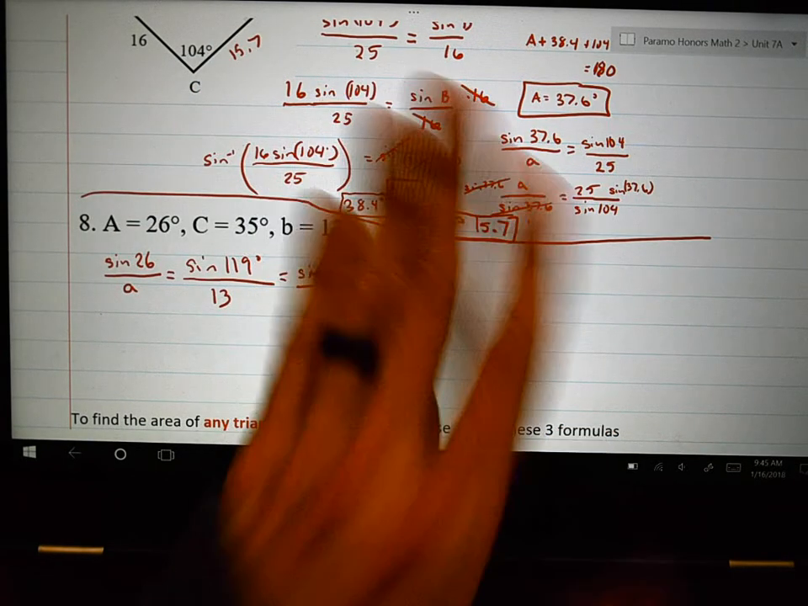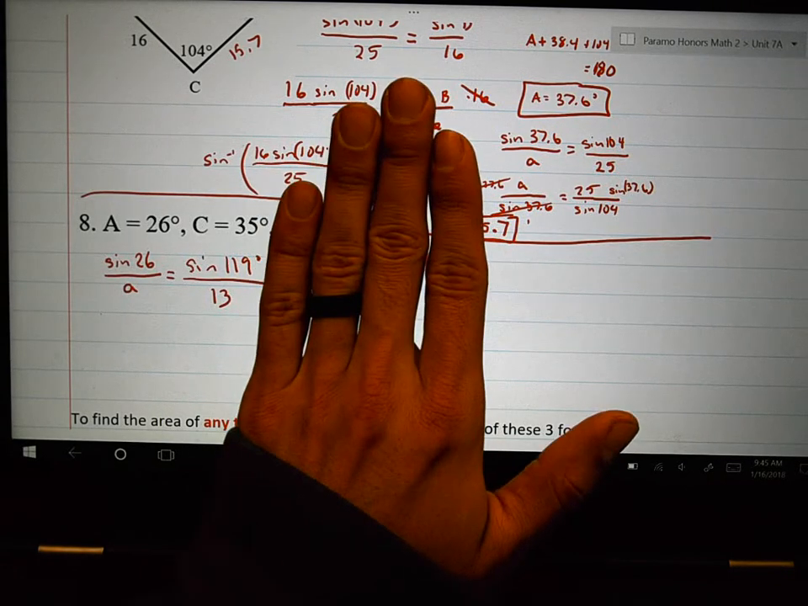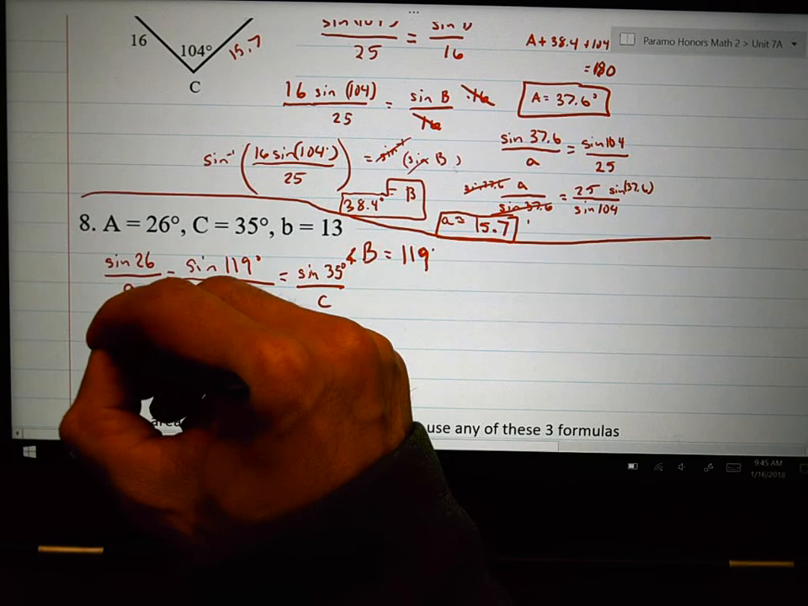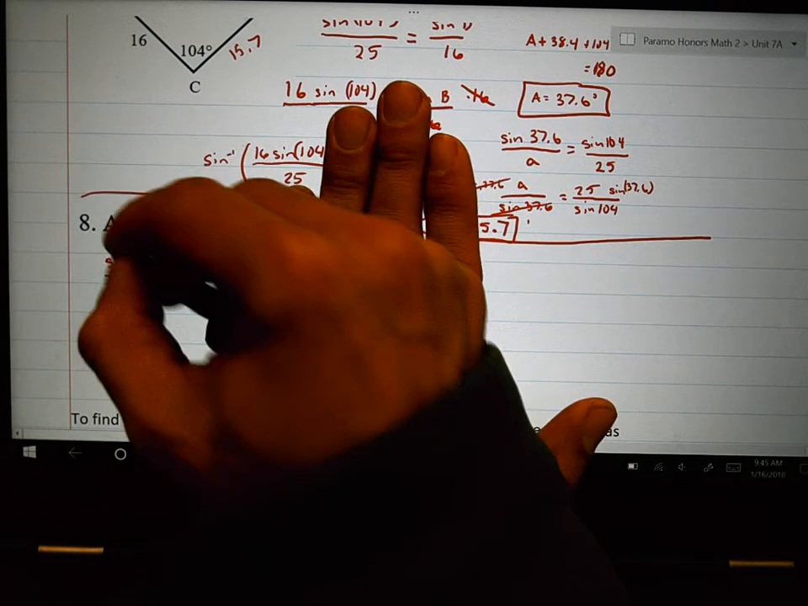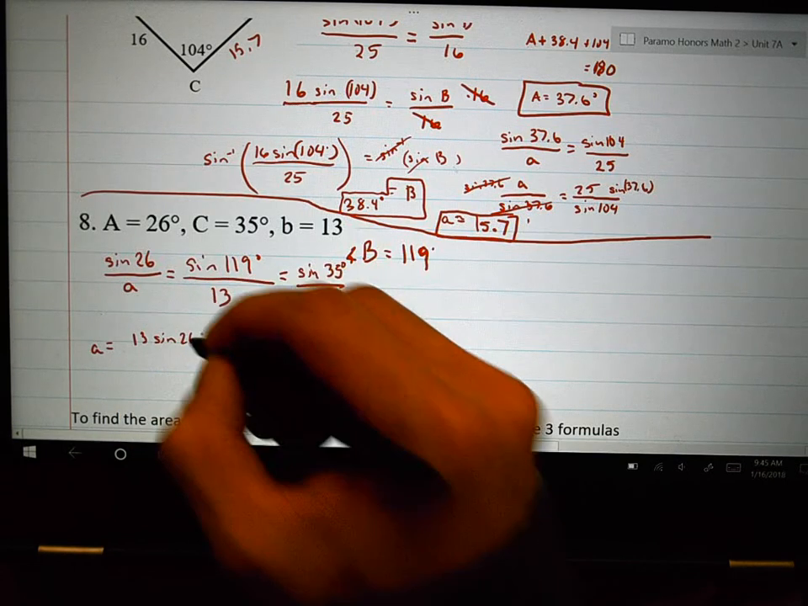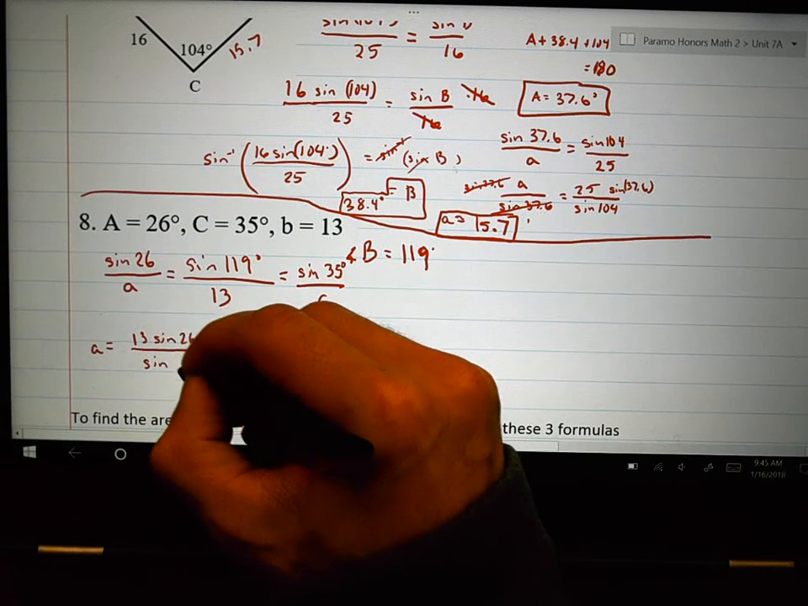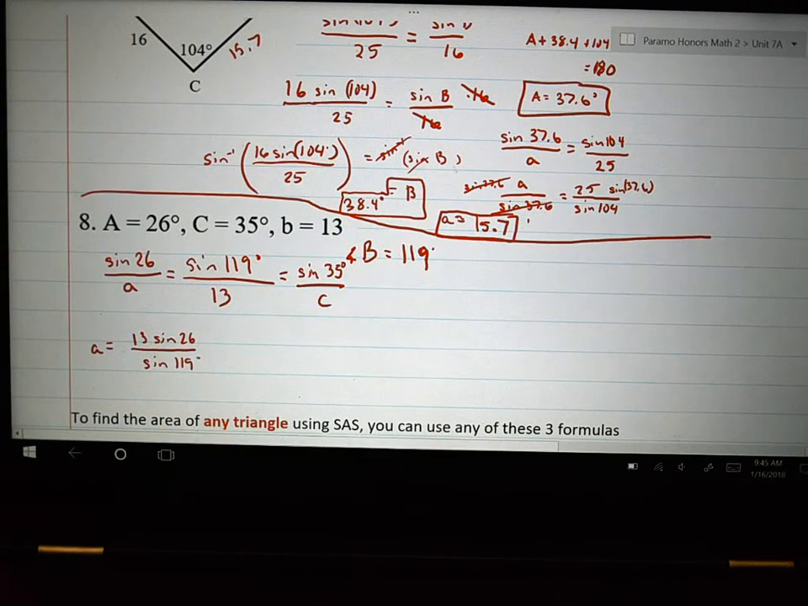So for me, I can do a lot of stuff in my head, and so I will use this side to find A, and what I write is like this. Little a will equal these two multiplied, 13 sine of 26 degrees divided by the sine of 119. Now, if you can't do that in your head, don't freak out. Just do the math, work it out, do it in 2 steps if you need to. But that's how I'm going to find little a. I'm not going to plug it in yet.